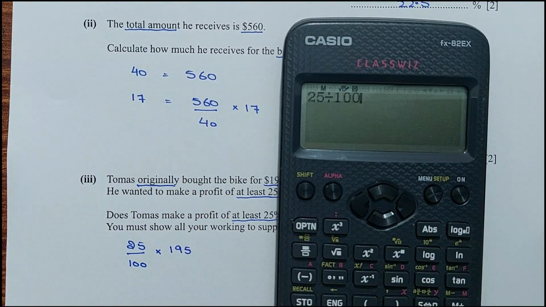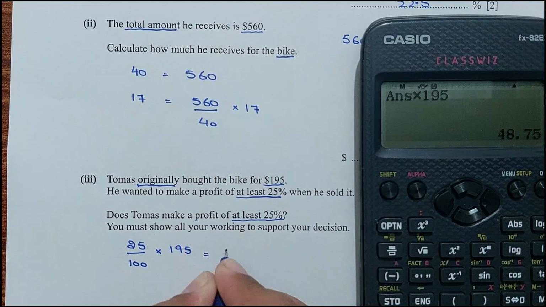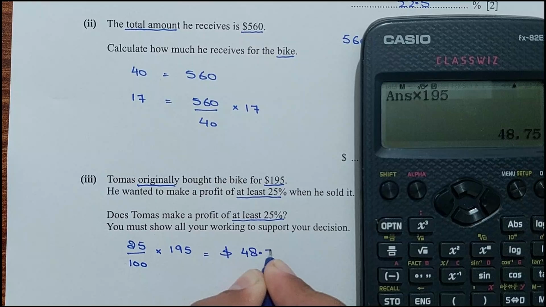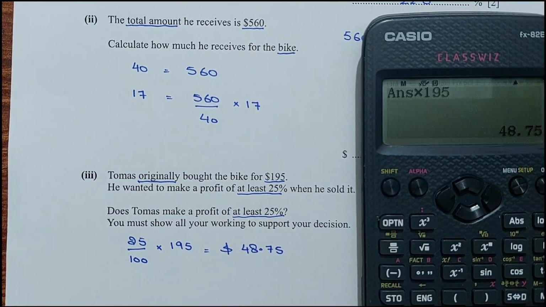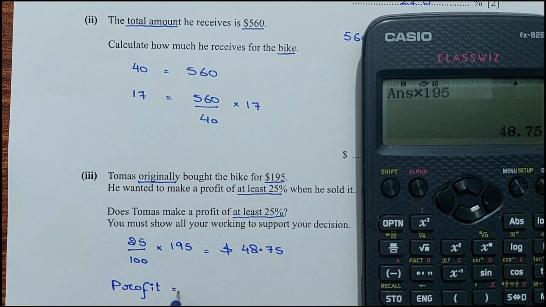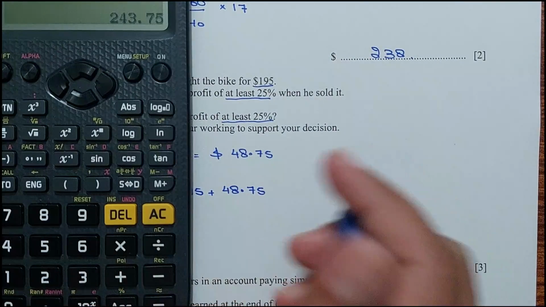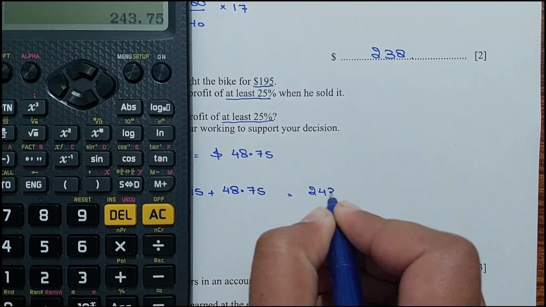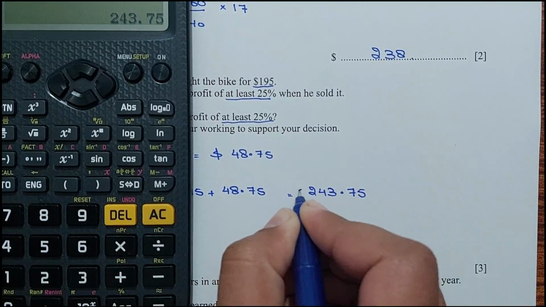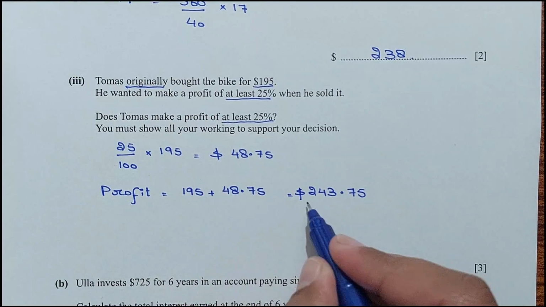So 25% of 195 would be $48.75. Right, now let me solve for the profit. So for the profit we have to add 195 and 48.75. This would be equal to $243.75. This is the price he needs for his profit. He makes a profit of this much.